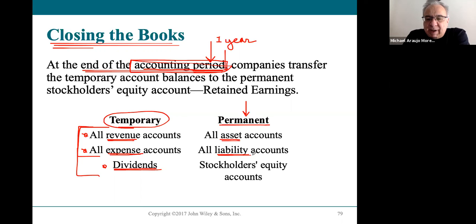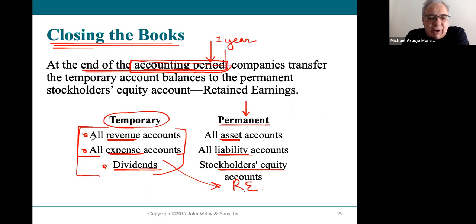Liability accounts are permanent accounts, they never close. And stockholders' equity accounts are permanent accounts, they never close. They don't have to go through this process of closing. But look what happens here, right? Our revenue and expenses give us our net income. Our net income minus dividends gives us our retained earnings. So eventually, everything that we do here will get transferred into a permanent account, retained earnings.